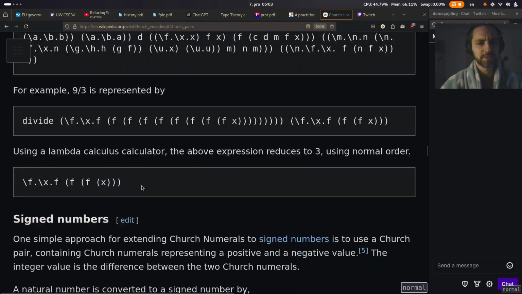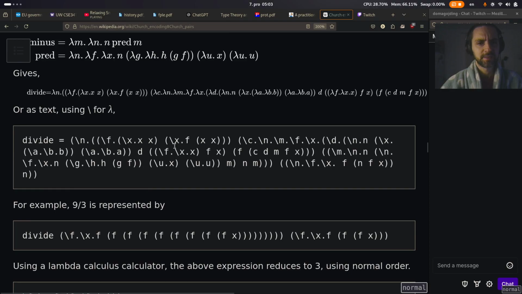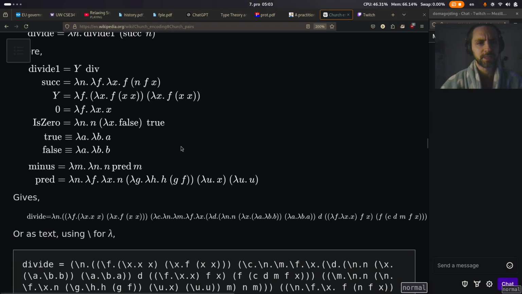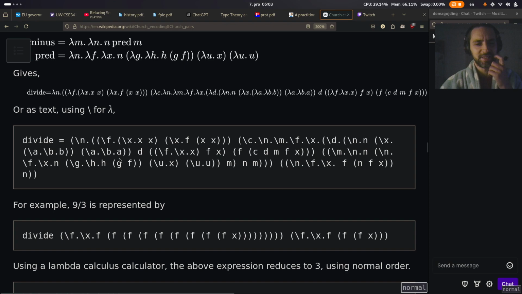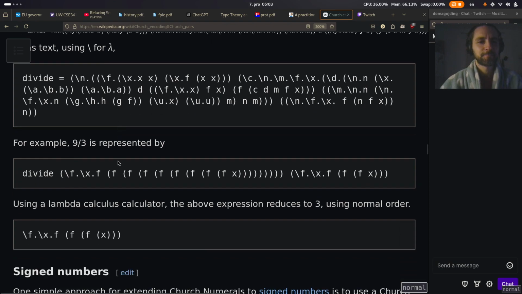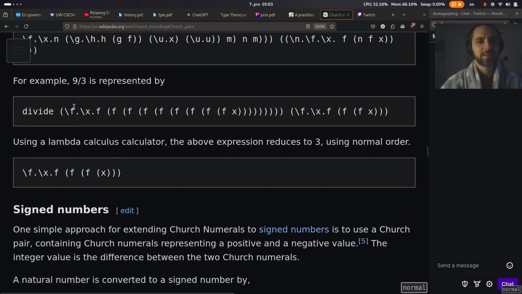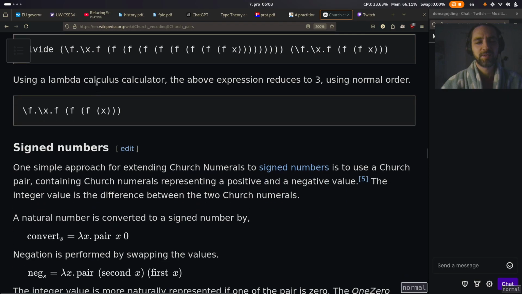division, look at this. Divide. Using lambda. Look at this. Is this division? Yeah. Like this, okay, this would be impossible to understand. So 9 divided by 3 is represented like this. Lambda f x f f f f f f f f x. You can read this, but the computer can.